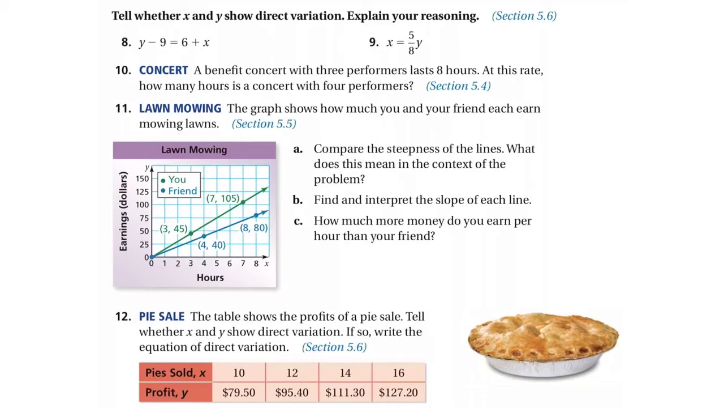Number 11, you have to look at the graph, and A, compare the steepness of the lines. B, find and interpret the slope of each line. So remember, to find the slope, you'll do change in y. So for the green line, you'll do 105 minus 45.